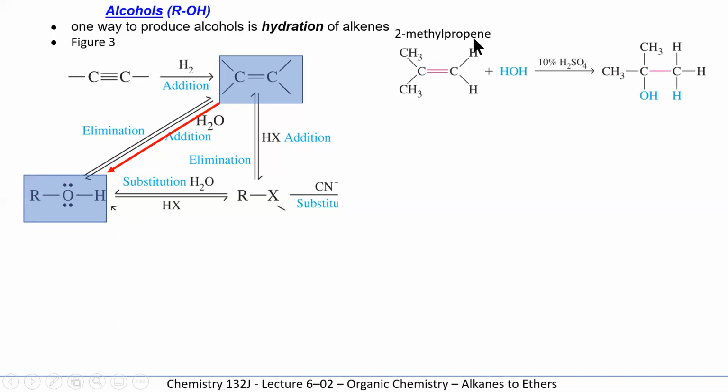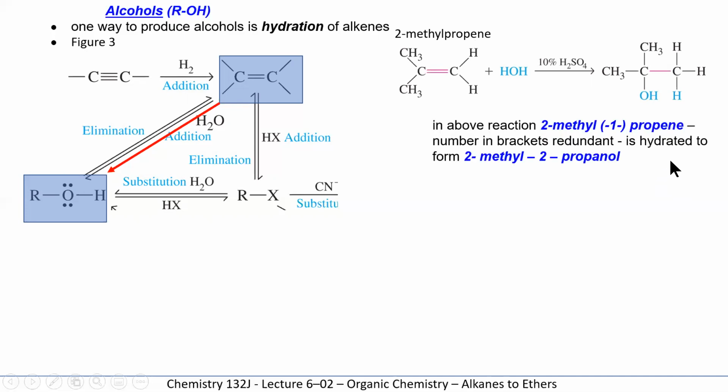This we would call 2-methylpropene because it's got 3 carbons in the chain. It's got a methyl group on the 2nd carbon, and we're going to name it as 2-methyl-1-propene. But the 1 isn't necessary. So the compound that we've just created is 3 carbons, so it's going to be prop. It's an alcohol, so we use the suffix OL. The alcohol is on the 2nd carbon, and the methyl group is also on the 2nd carbon. So we have 2-methyl-2-propanol. So note we used Markovnikov's rule to create the name, and to predict exactly which carbon had the hydrogen attached and which carbon had the OH group attached.